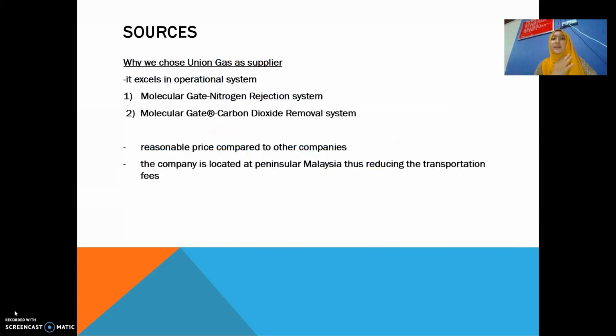Why we choose Onion Gas as supplier is because it excels in operational system. This company uses two systems to make high quality products, which are the molecular gate nitrogen rejection system and the molecular gate carbon dioxide removal system. The second reason is the reasonable price compared to other companies, and also the company is located in Peninsular Malaysia, thus reducing transportation fees.